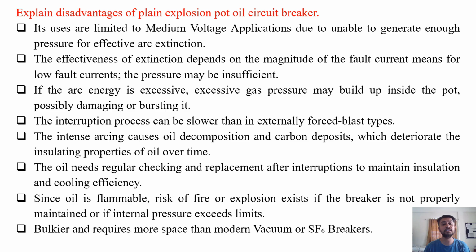The interruption process can be slower than in externally forced blast types of oil circuit breakers. The intense arcing causes oil decomposition and carbon deposits, which deteriorate the insulating properties of the oil over time. The oil needs regular checking and replacement after interruptions to maintain insulation and cooling efficiency. Since oil is flammable, risk of fire or explosion exists if the breaker is not properly maintained or if the internal pressure exceeds limits.